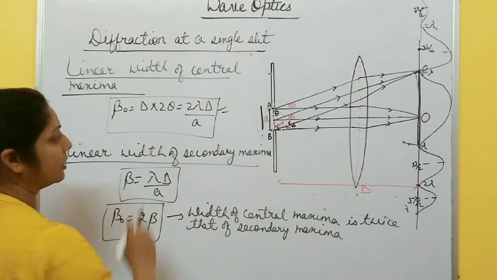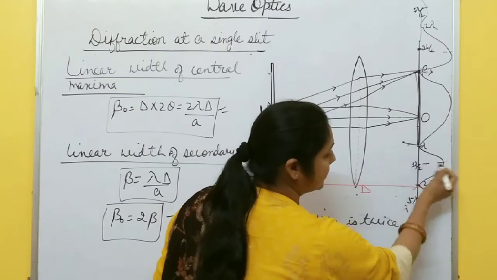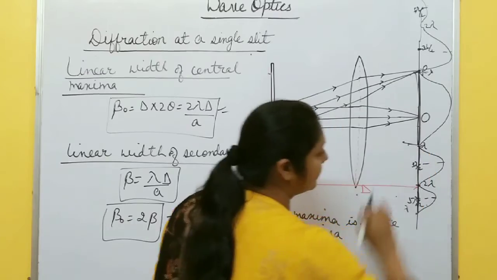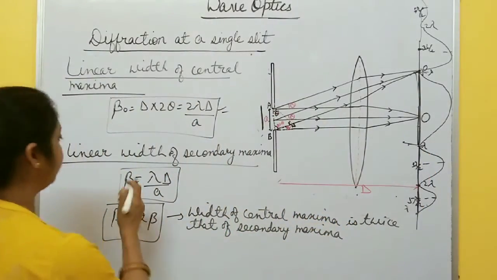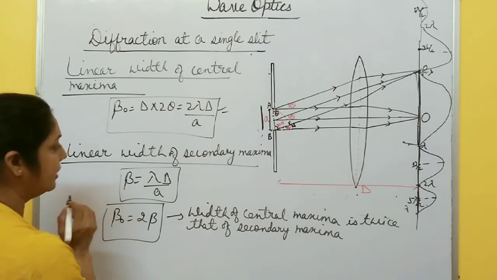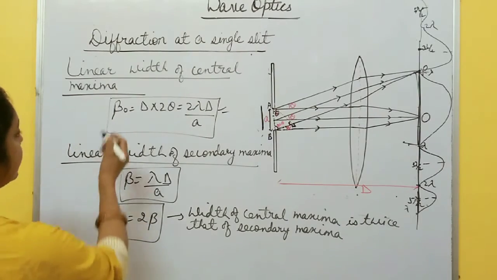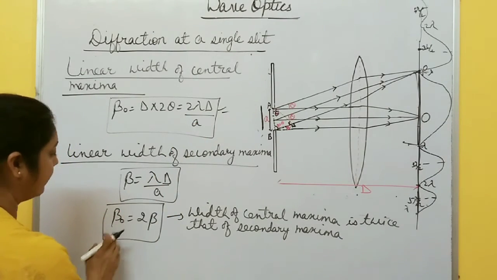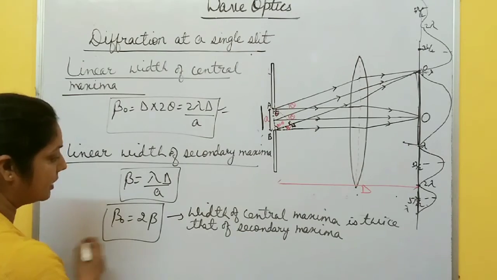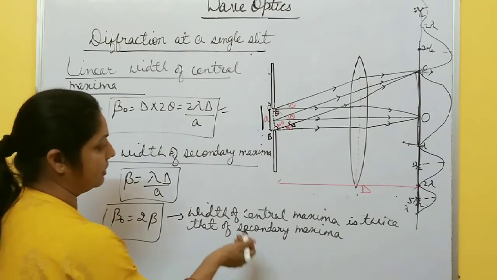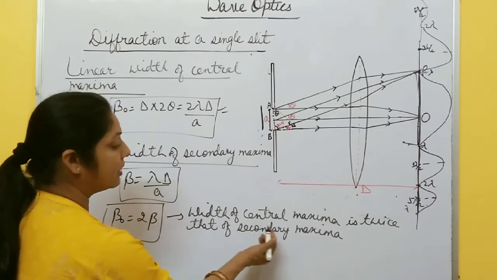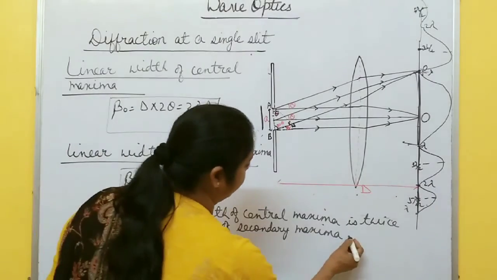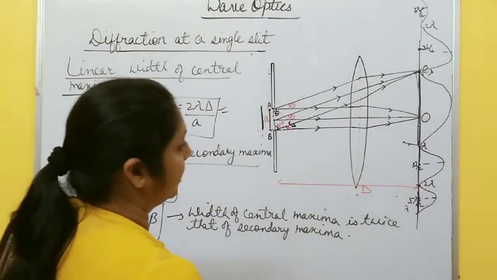And now the linear width of secondary maxima. The first secondary maxima is formed up to which region, and the second secondary maxima up to which region? This is the linear width of secondary maxima. It is given by beta equal to lambda capital D by small a. Now you find that the width of central maxima is twice the width of secondary maxima. Beta naught is equal to twice beta. So you must remember this sentence. It may be asked in a 1 mark question that the width of central maxima is twice the width of secondary maxima. So note down all these things.